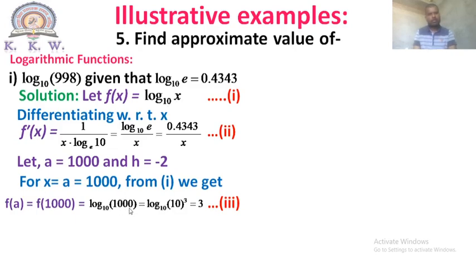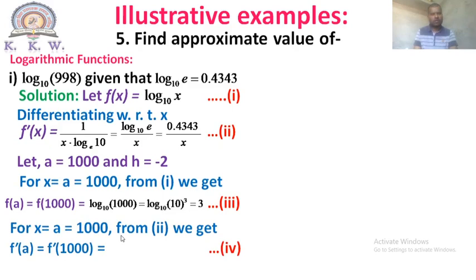Now we know that 1000 can be written as 10 cube, and by using the laws of logarithm, log 10 cube to the base 10 can be written as 3 log 10 to the base 10. The standard formula is that log a to the base a is 1, therefore log 10 to the base 10 is 1. So the answer is 3 into 1, which is 3. Therefore, f of a equal to f of 1000 is 3. Now f dash of 1000, that is f dash of a, is equal to 0.4343 upon 1000.